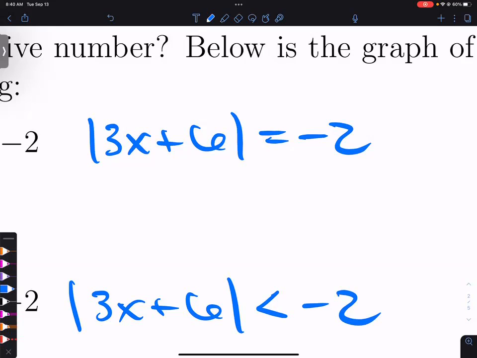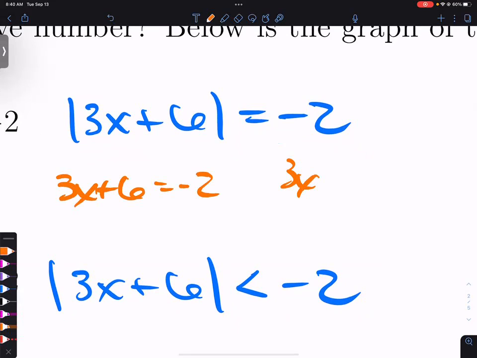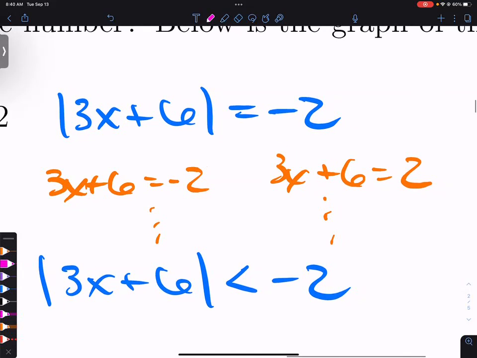Nothing is going to stop you from writing, don't write this down, but nothing is going to stop you from saying, okay, well, this is -2 or it's 2, because that's kind of what we've been doing. And you can work through those and you can get numbers, right? It's just that they don't make any sense. They don't mean anything. Think about it from the graph. So we should not do that.